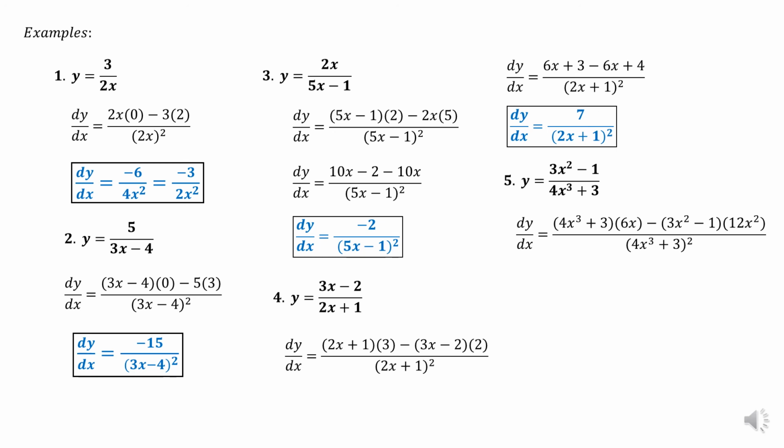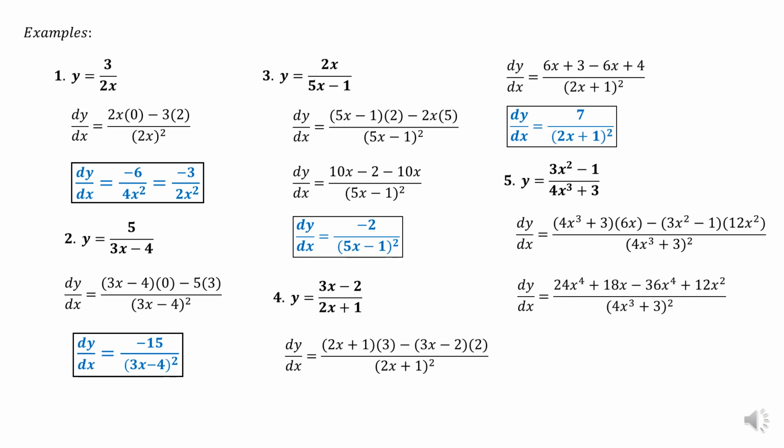Copy the numerator 3x squared minus 1, multiplied by the derivatives of the denominator, or 4x cubed plus 3. The derivatives of 4x cubed, 4 times 3 is equals to 12, then subtract 1 from the exponent, that becomes 12x squared, and the derivatives of 3 is 0. So therefore, the derivatives of the denominator becomes 12x squared, divided by the square of the denominator.